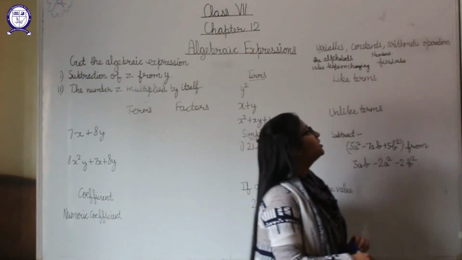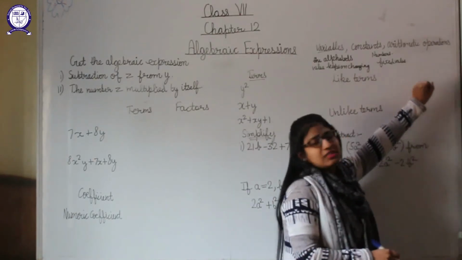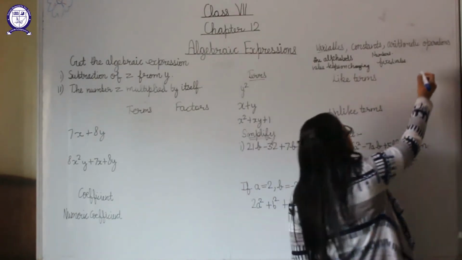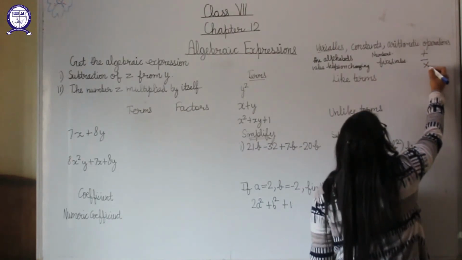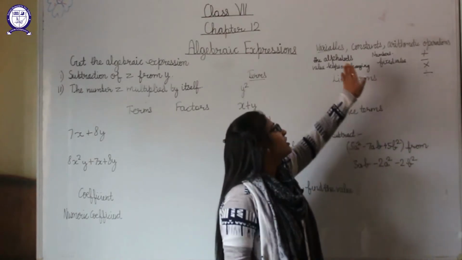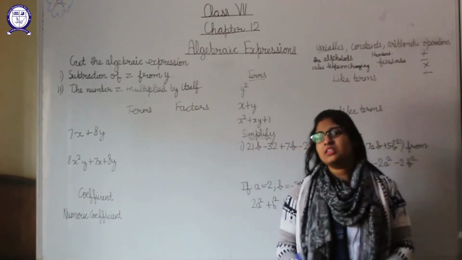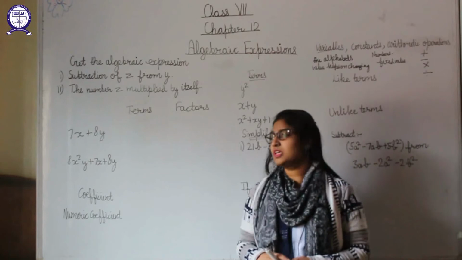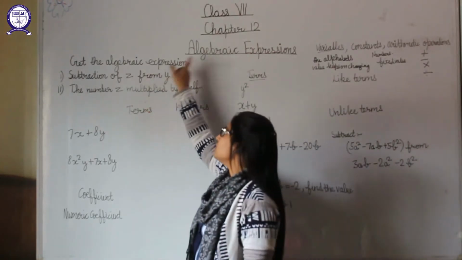And then the arithmetic operations. What are arithmetic operations, students? Plus, minus, multiply, divide. These are the arithmetic operations. So when we combine these three, we get the algebraic expression. Okay, so here we get the algebraic expression.